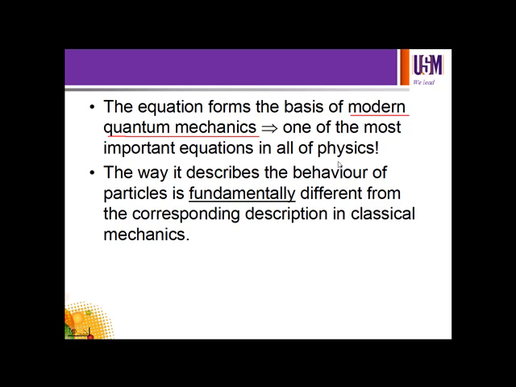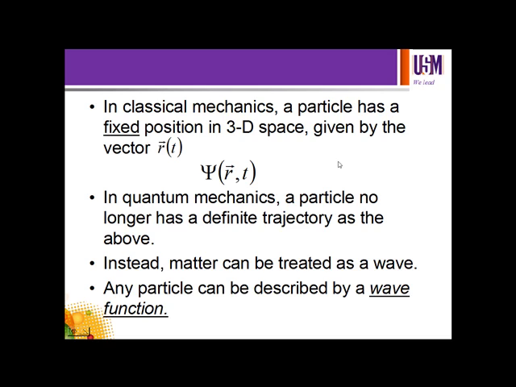Basically, the equation looks simple enough, but actually the interpretation of the equation sometimes is against our perception. The way it describes the behavior of particles is fundamentally different from the corresponding description in classical mechanics. So basically the Schrödinger equation is a completely different form of physics, especially in describing particles in microscopic physics.